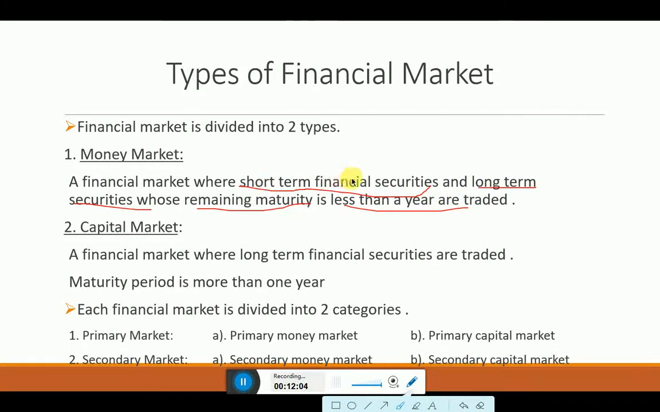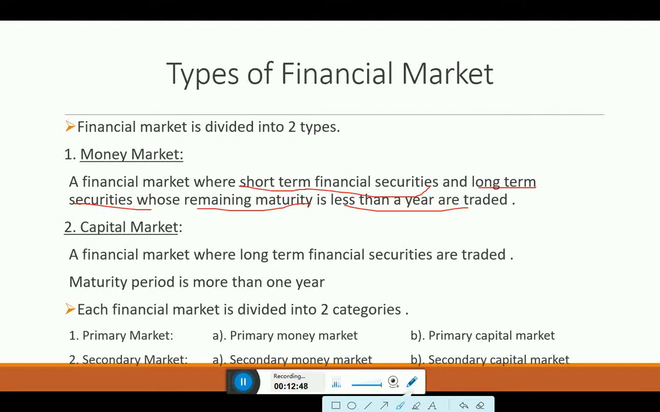So, short-term financial securities are those whose maturity period, or whose period for returning or buying back, is less than 1 year. That is called a short-term financial security. And a long-term financial security is one whose maturity is more than 1 year, meaning the agreement between two parties is for more than 1 year. If the agreement between two parties is less than 1 year, that becomes a short-term financial security. But if the agreement between the buyer and seller is for more than 1 year, that becomes a long-term financial security.